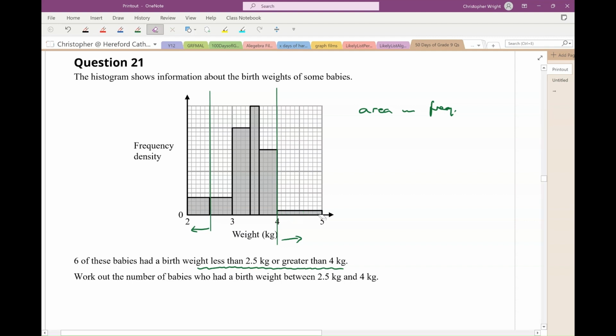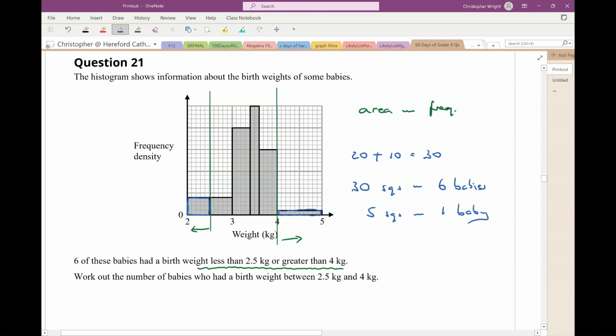We remember that the area of the bars is related to the frequency. Let's think what the area of this bar is here. Well, it's 5 little squares by 4, isn't it? So it's got an area of 20. Plus, what about the area of this one here? 10 by 1? 10. So 30 little squares. So 30 little squares is equivalent to 6 babies. Okay, well that means that 5 little squares is equivalent or represents 1 baby.